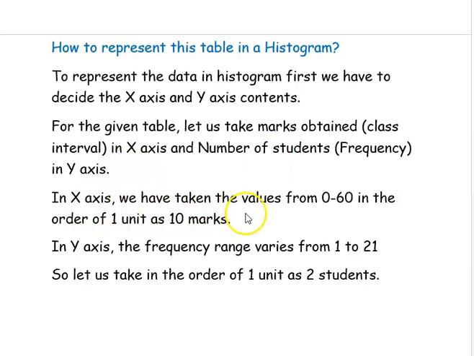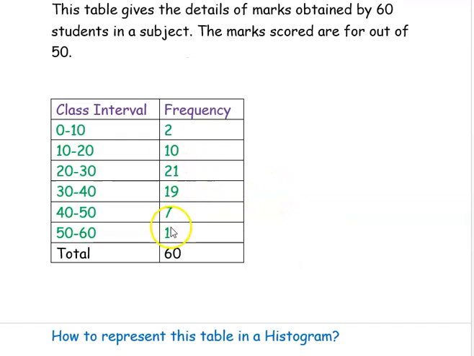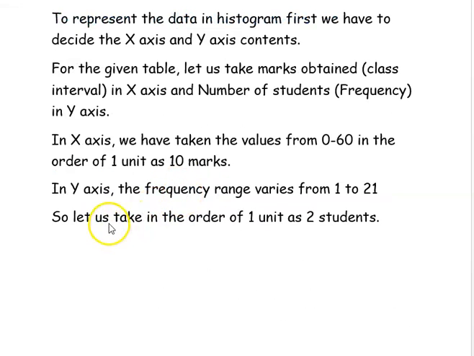On the x-axis, we have taken the values from 0 to 60 because marks obtained is out of 50, but one student scored 50. So, we cannot put it in the lower class interval 40 to 50. So, we are taking the class interval 50 to 60. Our class interval value ranges from 0 to 60, with 1 unit as 10 marks. On the y-axis, the frequency varies from 1 to 21. If you look into the table, 1 is there, 7, 19, 21, 10, 2. So the lowest is 1 and the highest is 21. We are taking 1 unit as 2 students.